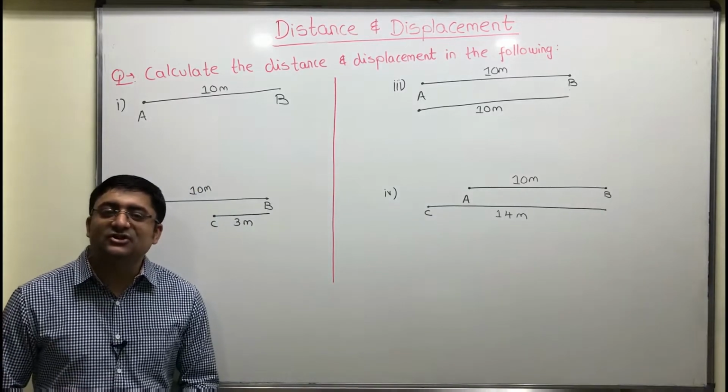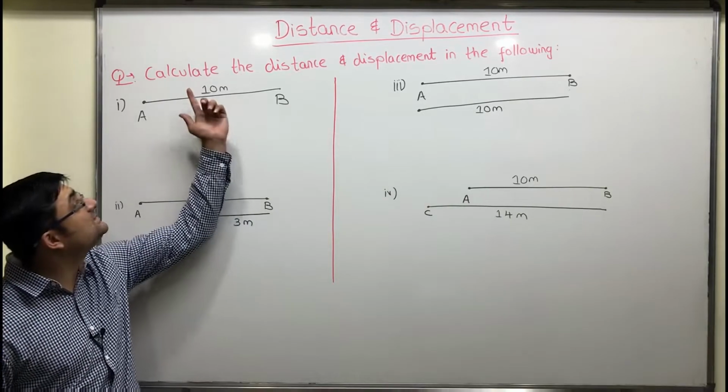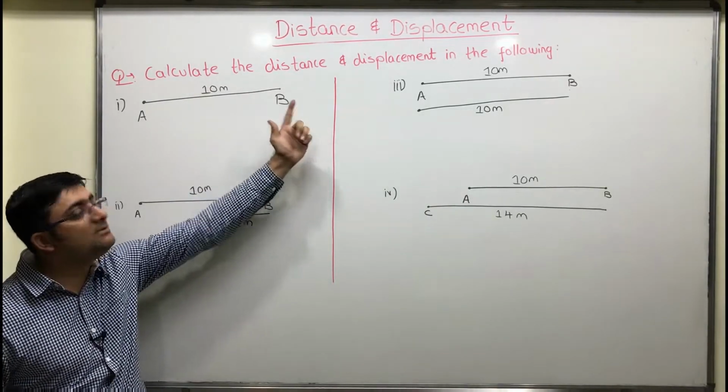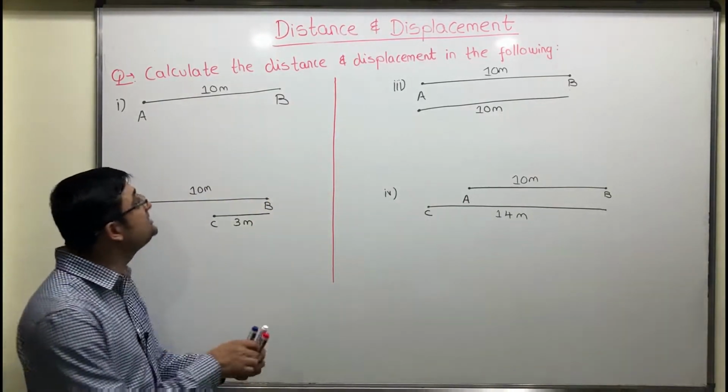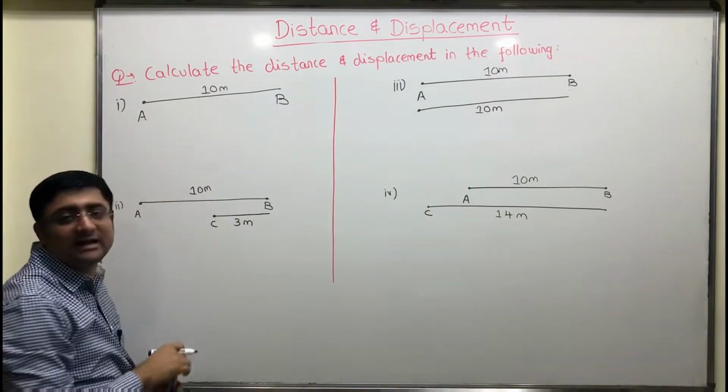So now that we've understood the concept of distance and displacement, let's do some questions based on it. Calculate the distance and displacement in the following cases. So let's begin. Over here we're given point A to point B. This straight line is 10 meters.